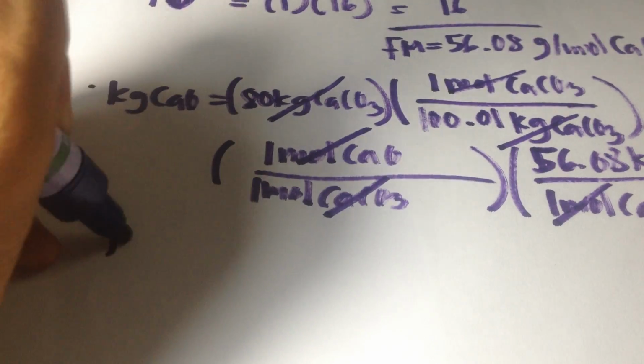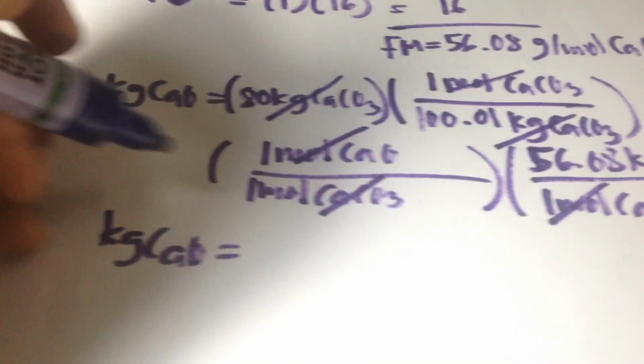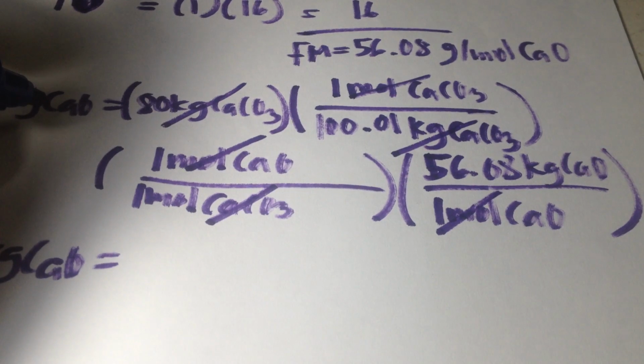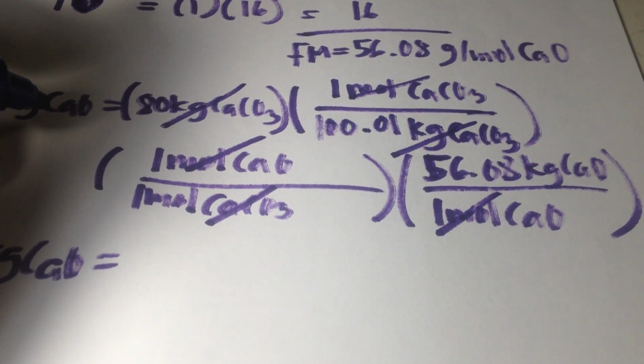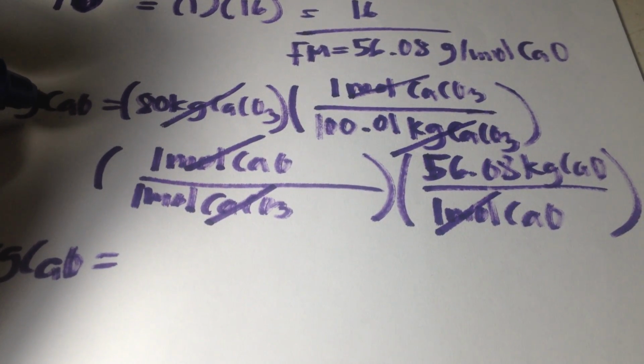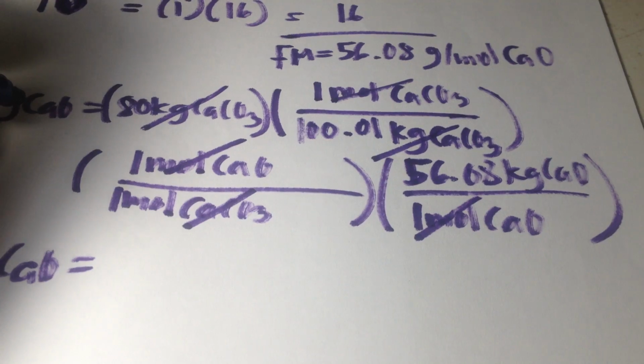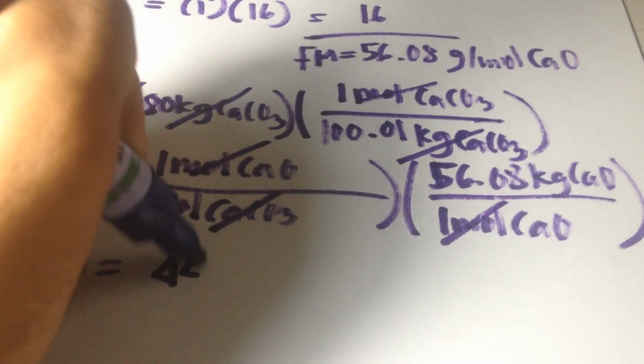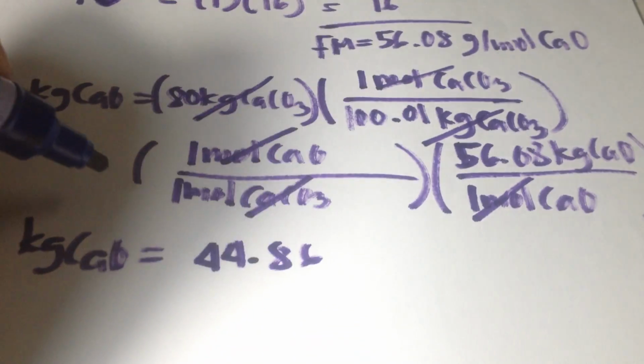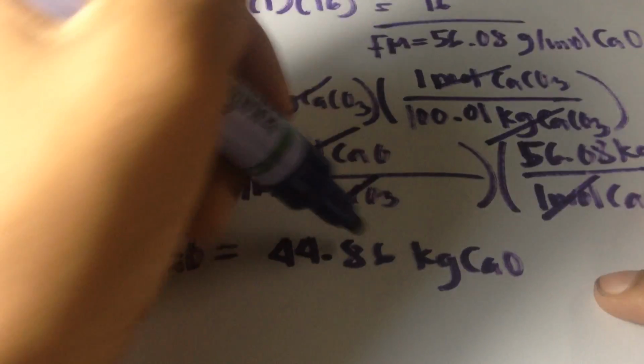So kilogram of calcium oxide is equals to 80 divided by 100.01 times 56.08, so equals 44.86 kilogram of calcium oxide. So that's it.